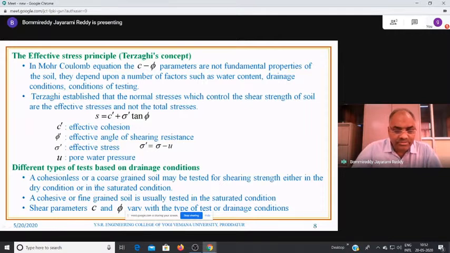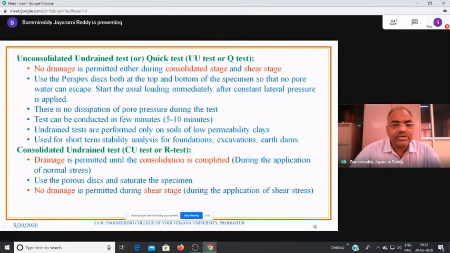Already we have seen that for a given soil, C and phi are not constants. They vary with the type of drainage conditions: whether drainage is permitted while testing, whether drainage is not permitted, whether the soil is in a dry state of testing, or whether the soil is in a saturated condition of testing. These are the various parameters to be considered for evaluating the shear strength parameters. Several tests are there, and the first one is the unconsolidated undrained test.